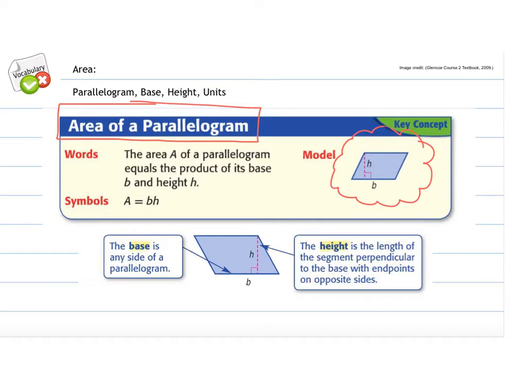And the formula for finding the area of a parallelogram is area equals base times height. So we can see here we have our base and our height labeled.